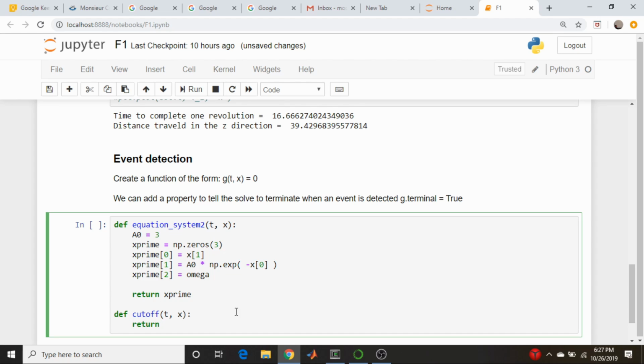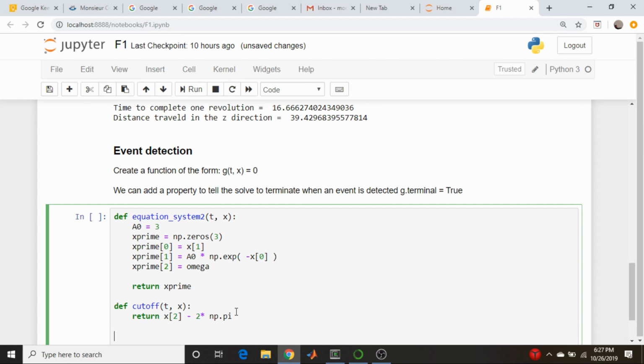So when x2, which is our theta value, minus np.pi, it's 2 pi, it's 1 revolution, is equal to 0, this will cut off. So this just returns this value, theta minus 2 pi. And when this crosses 0, we will end our simulation.